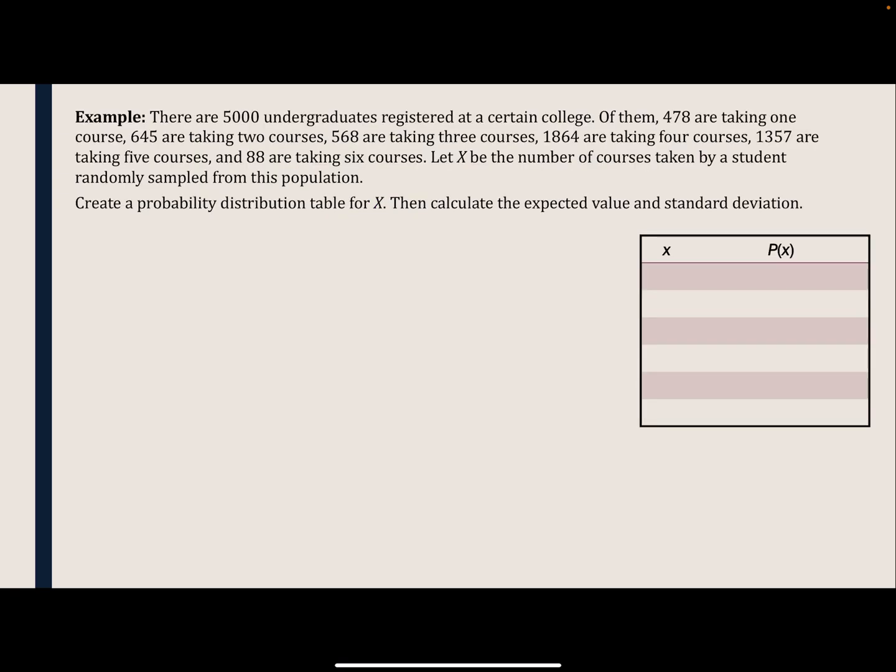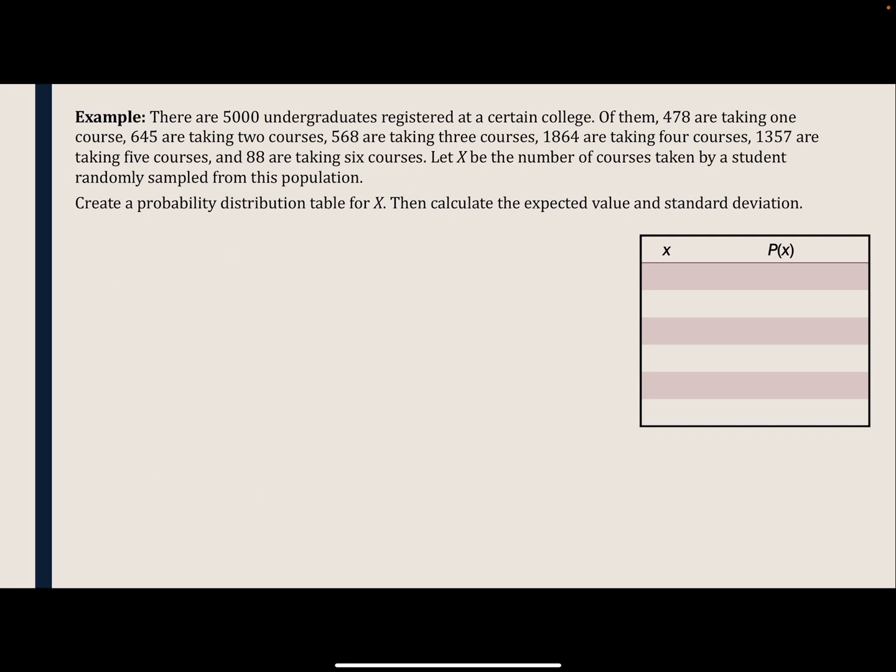Another example. So there are 5,000 undergraduates registered at a certain college. Of them, 458 are taking one course, 645 are taking two courses, 568 are taking three courses, 1,864 are taking four courses, 1,357 are taking 5 courses, and 88 are taking 6 courses. Let X be the number of courses taken by a student, randomly sampled from this population. Create a probability distribution table for X and then calculate the expected value and the standard deviation.